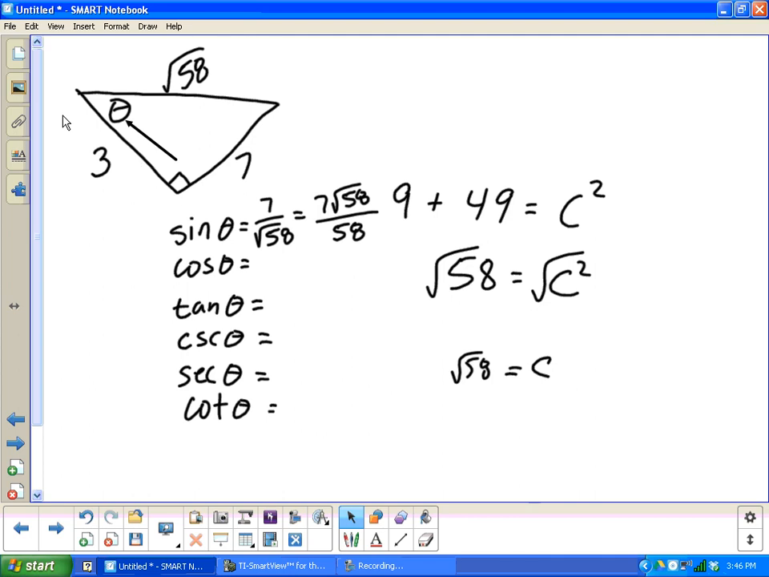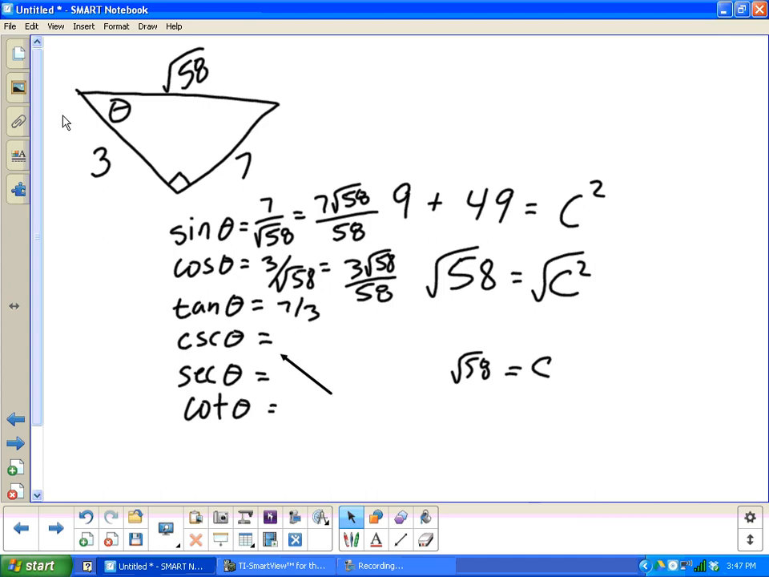Cosine from my angle here is adjacent over hypotenuse. So that would be 3 over square root of 58, which would rationalize to 3 square roots of 58 over 58. And now tangent is opposite over adjacent. So opposite is 7, adjacent is 3, so that would be 7 over 3. Now my other ones we're just going to find by doing reciprocals.